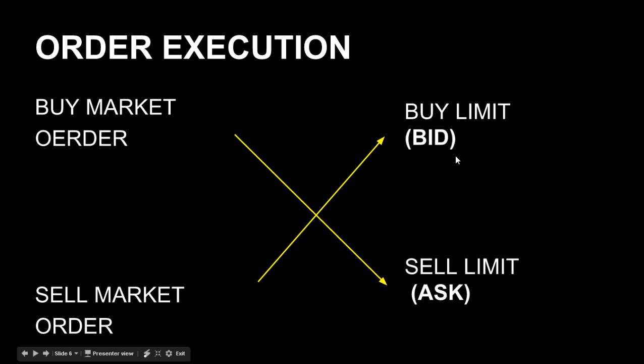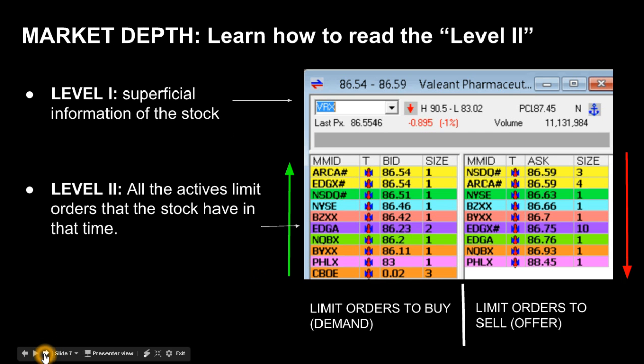Okay, the demand is the bid, the offer is the ask, always. This is really important in tape reading, because they are the principal elements of the market depth. As you can see, it's like a cross execution, and that's really important. You will see why. So let's go to the level 2, and I will explain this important tool nicely.